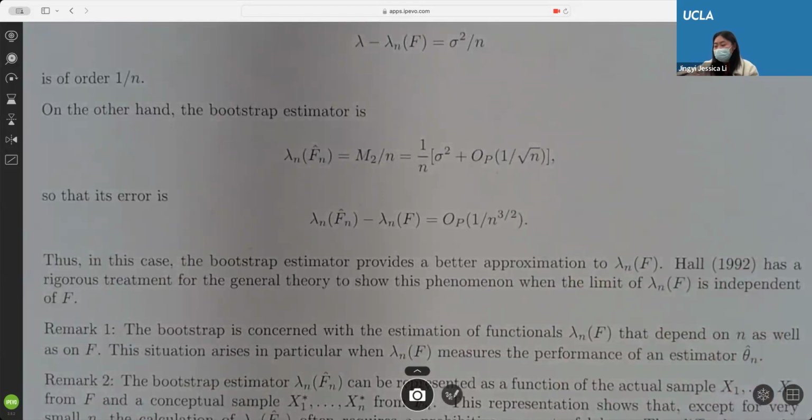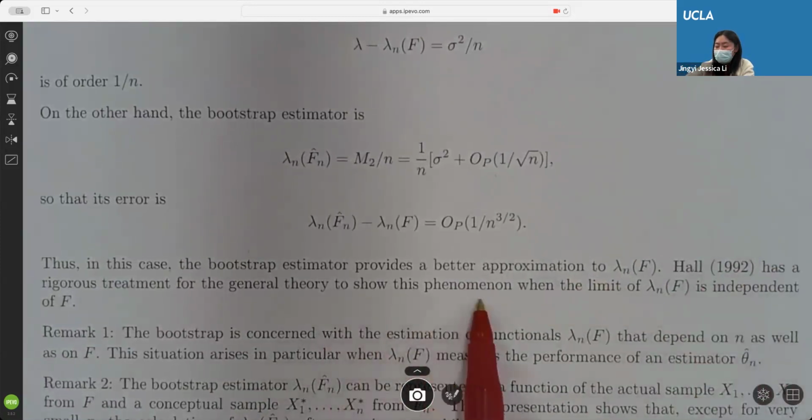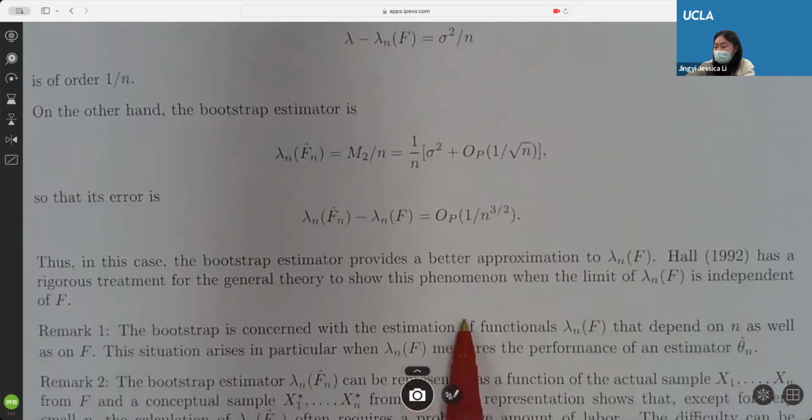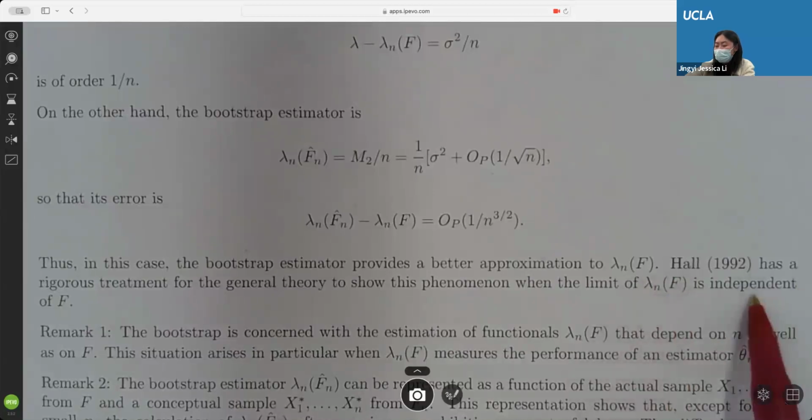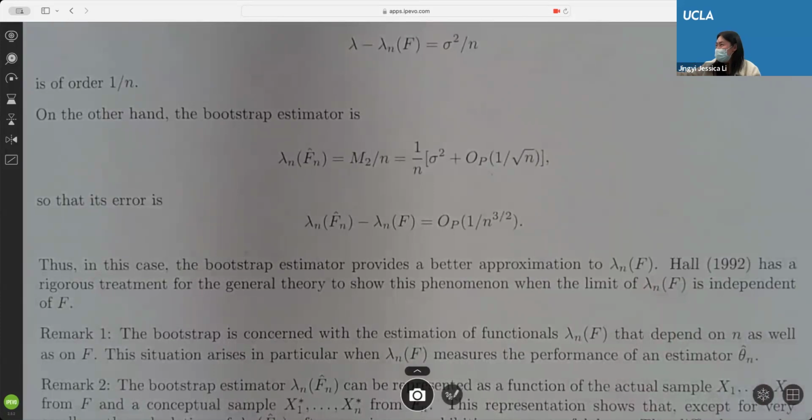Actually, there's a theoretical study showing that Bootstrap is advantageous compared to the classical estimator when the performance measure has a limit that does not depend on the distribution. In this case, we have the limit at zero, and zero doesn't depend on the original distribution. That's why Bootstrap here is better. In the previous example, Bootstrap and the classical estimator had the same error rate, but in this one, Bootstrap has a faster error rate. Does that make sense to you?